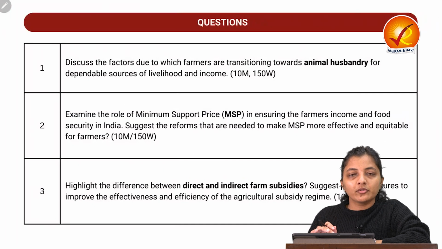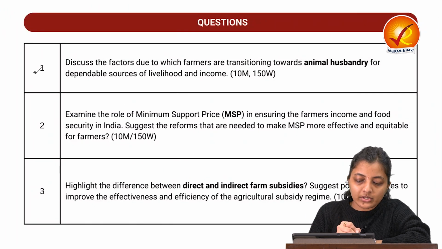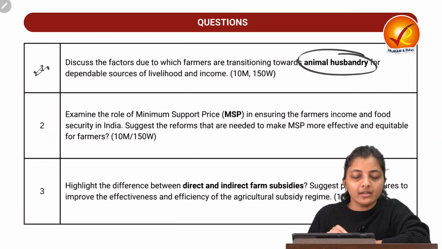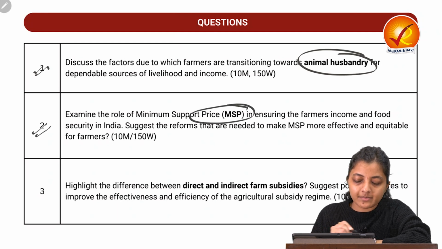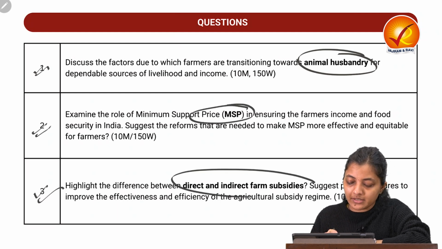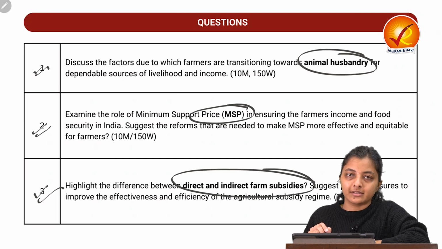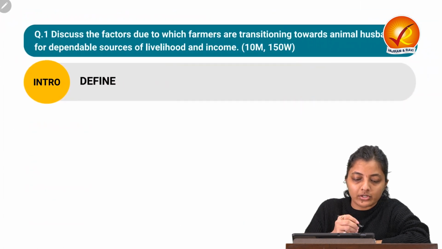So let's take an overview of all the 3 questions. The first question is related to animal husbandry, second question is related to MSP, and the third question is related to direct and indirect farm subsidies. Let's start with the very first question.